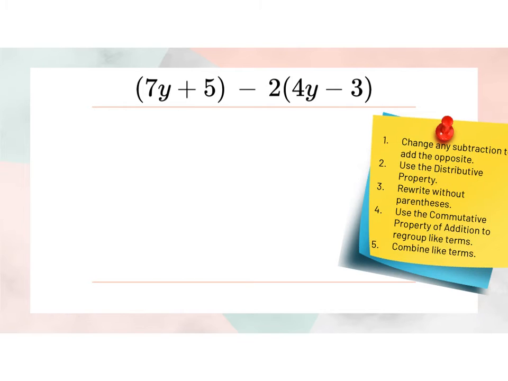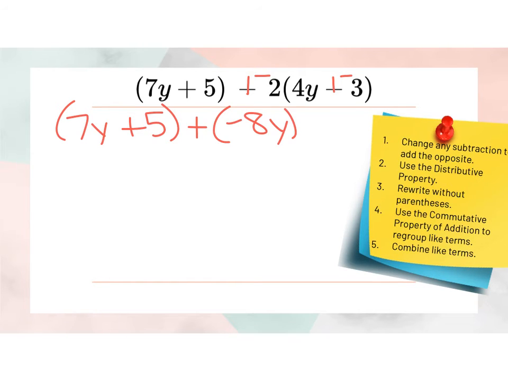So here we've got another example of subtraction. This one does have a coefficient to distribute, so we don't have to insert the 1. I'll change the subtraction to add the opposite, and then I'll also change it to add the opposite within parentheses at the end. Now we'll distribute. -2 times 4y would be -8y plus -2 times -3. Negative times a negative is a positive, 6.